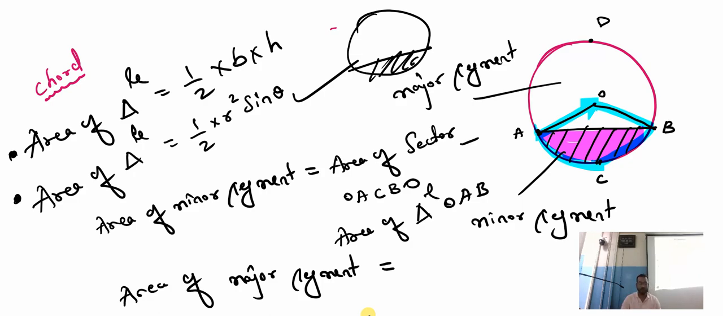So what is the area of the complete circle? Pi r square, correct? Make a note. Area of major segment is equal to pi r square minus area of sector. Understood? First you find the area of the circle. From the area of the circle, remove the area of the minor sector. You will get the area of the major sector. I hope the concept is clear for you all.